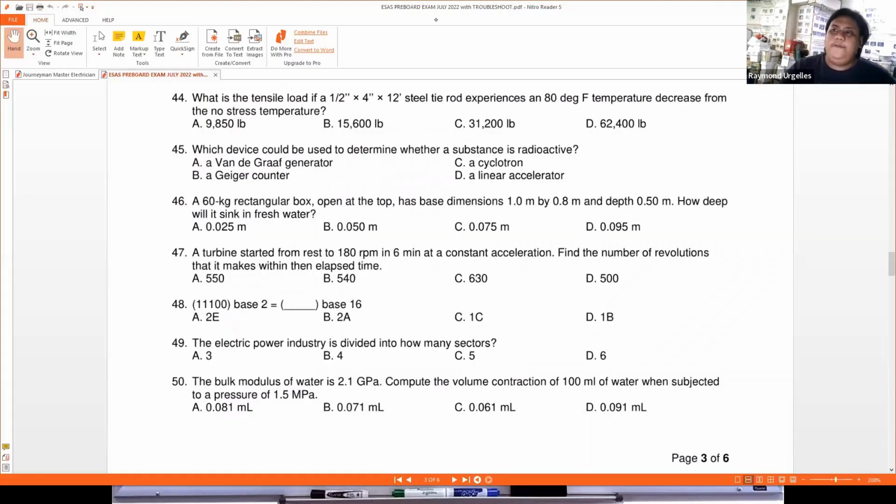Okay. So next, number 45. Which device could be used to determine whether a substance is radioactive? So this is the Van de Graaff generator. If you're familiar with this, it's the sphere that makes your hair stand up when you touch it, right? So that's the Van de Graaff generator. This is an electrostatic generator.